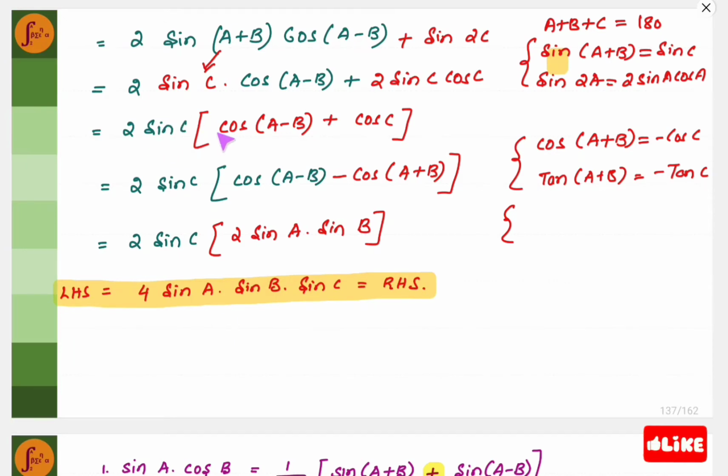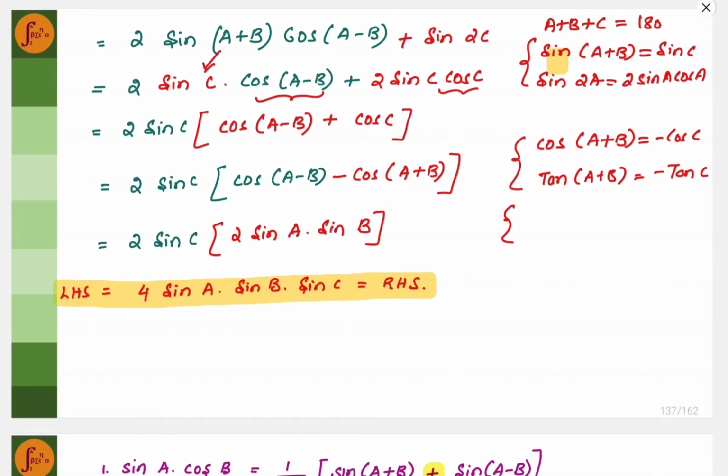If you take sin C as common, you'll be left with cos(A minus B) and cos C. Now we know what cos C is. Here cos(A plus B) is minus cos C. So therefore, cos C is minus of cos(A plus B).